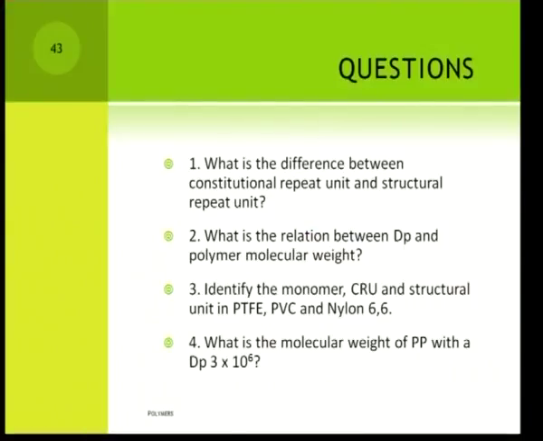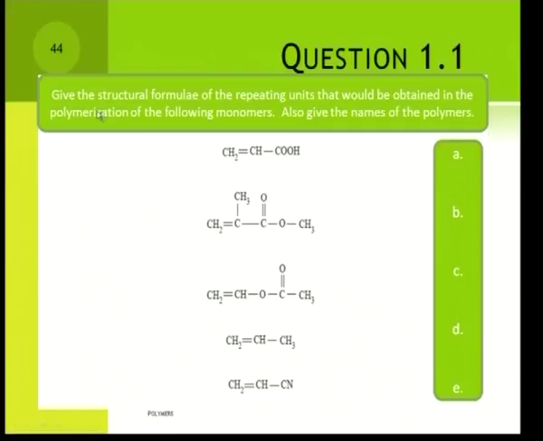For calculating the molecular weight of the polypropylene, we know the basic monomeric unit structure of propene. Put that structure, calculate the molecular weight of the monomer. You know the dP value, you have the formula. Now, you can calculate the polymer molecular weight too. Here is an exercise for you to practice. Give the structural formulae of the repeating units that would be obtained in the polymerization of the following monomers. Also, give the names of the polymers. Let us discuss the solution of this problem also.